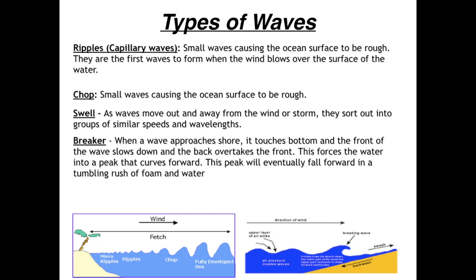There are 4 types of waves that you need to know. There's the very small waves called ripples. Now, ripples are also called capillary waves, and if you think about what capillaries are, those are your very tiny blood vessels that go into your tiny little cells, so they are the smallest.